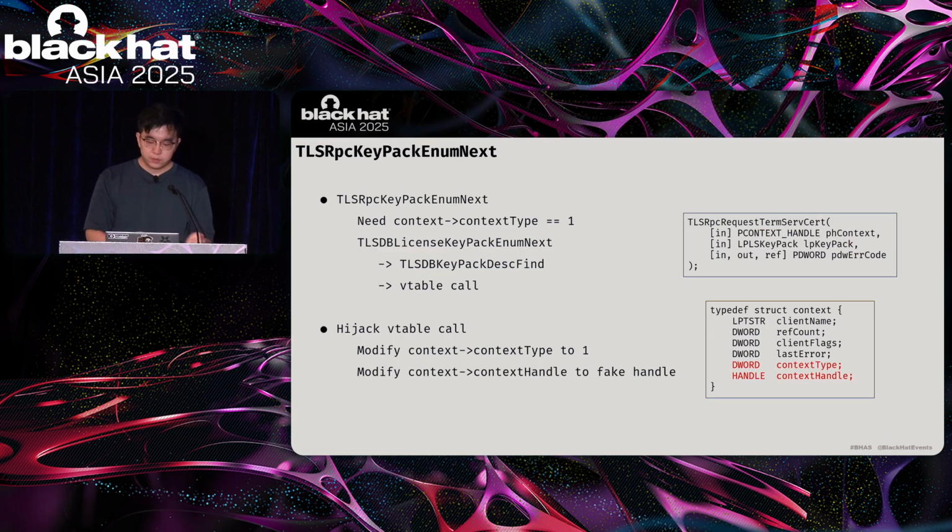Through reverse engineering, we found the function TLS RPC keep packing non-nest function. In this function, it checks if the context type member of the context is equal to 1. If the requirement is satisfied, a virtual function call is made inside the function. The address of the virtual function call is stored in the context handle. Therefore, we can construct a fake context handle and trigger the heap overflow vulnerability to change the context handle to the fake one. Then we call TLS RPC keep packing non-nest function to hijack the program's control flow.